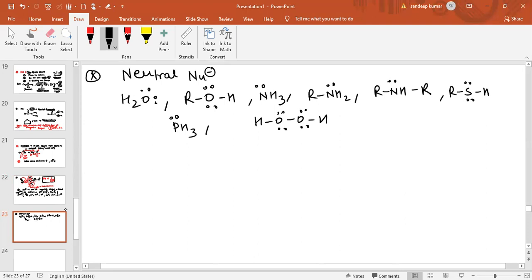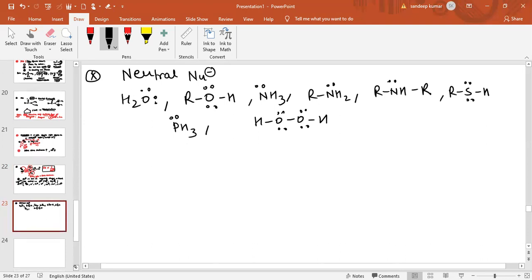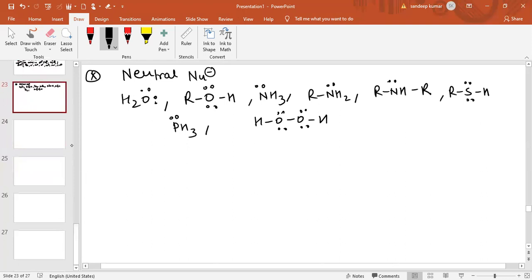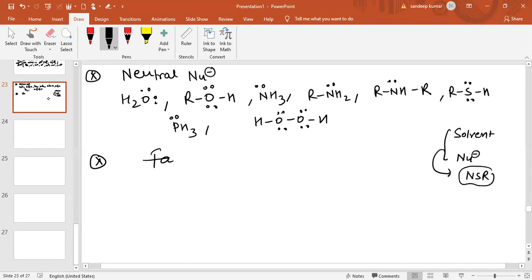Now we are going to discuss the factors affecting nucleophile. First we discussed the solvent, and now we are discussing the nucleophile, because these two topics we require in nucleophilic substitution reactions. Therefore, I am discussing these two points here. So now we are going to discuss factors affecting nucleophile.